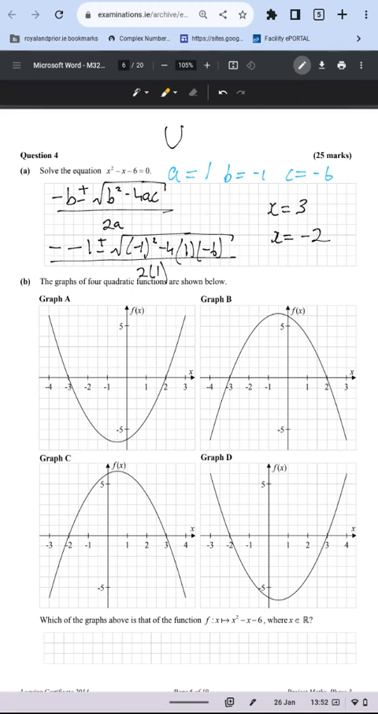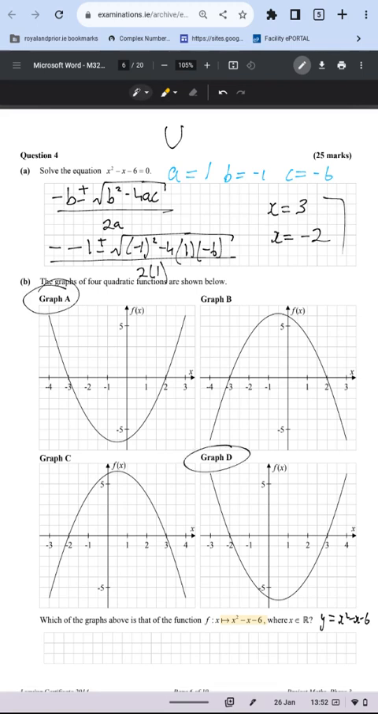Now, the graphs of 4 quadratic functions are shown below. Which of the graphs is that one that we just worked out? Remember, another way of saying f of x is y. So where is y equal to that there? Now we know it's a U shape, so it's either going to be A or D.